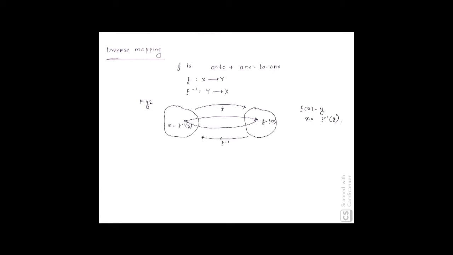So we have described the scenario in figure 2. You can easily see that we have two sets, capital X and capital Y. The function f takes an element small x from capital X and takes it to small y in the set capital Y. The inverse function takes that y from the set capital Y and takes it back to small x in the set capital X.